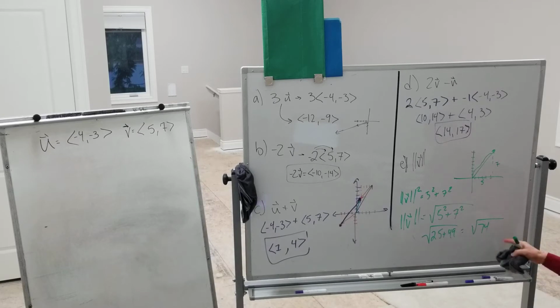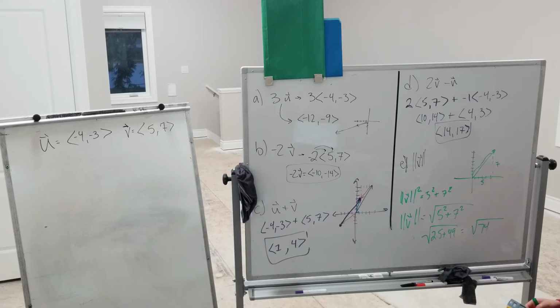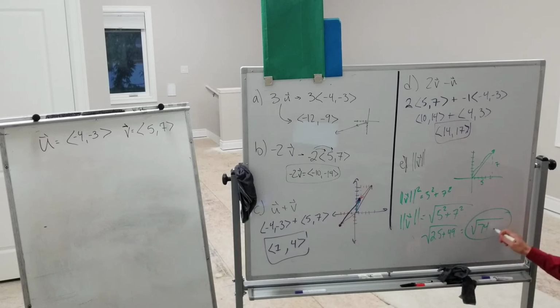I don't think 74, let's see, that would be, let me just double check this. 74, I don't think 74 has any perfect squares in it. We're good, it's just square root of 74, that's it. So, that is the magnitude of v.